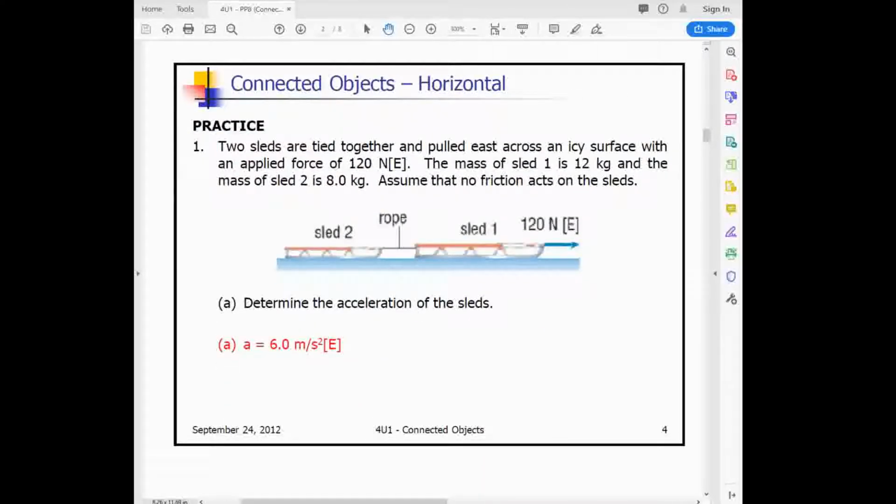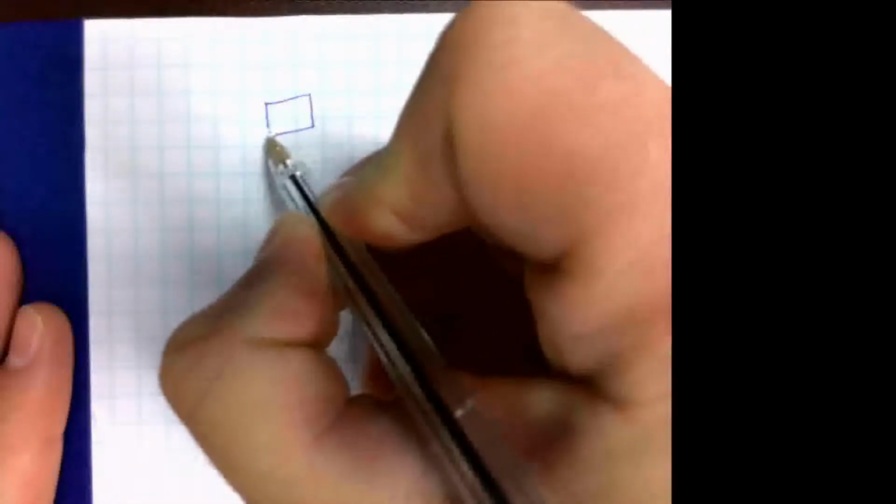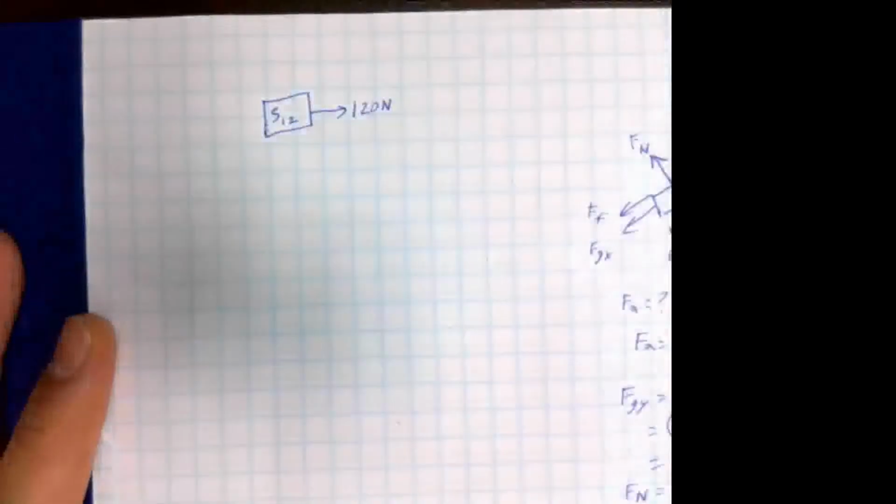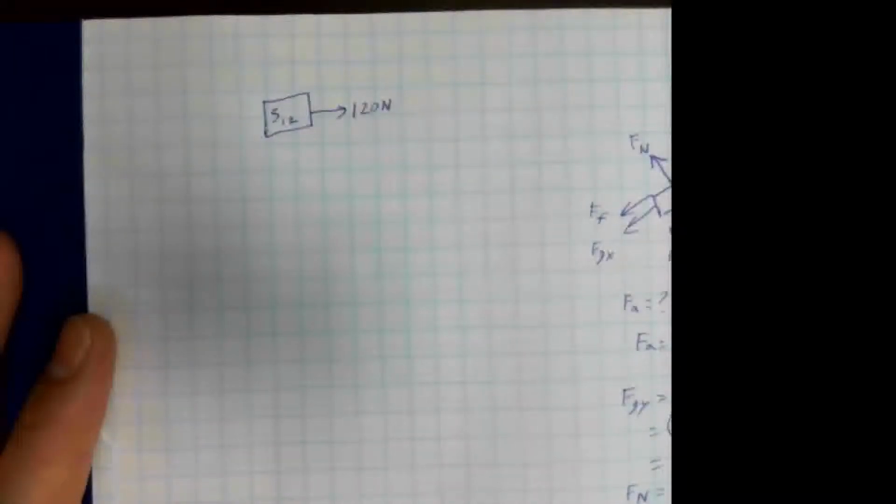I'll give you an example here. This is a sled that's attached to another sled by a rope, and sled 1 is being pulled with a force of 120 newtons to the east. So what would happen in this case? I'll draw the free body diagram. We have the entire system, and I'm just going to call this S for sleds 1 and 2. This free body diagram includes the force on sled 1, which was 120 newtons to the east. This question did say it was frictionless because it's on an icy surface, so assume no friction acts between the sleds. The masses of sled 1 and sled 2 are 12 kilograms and 8.0 kilograms respectively.